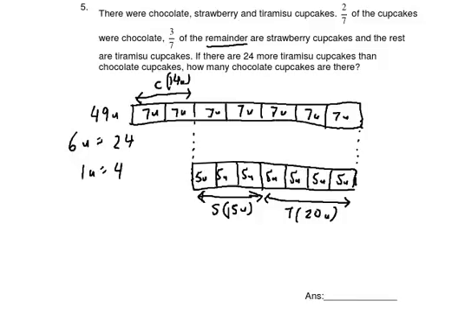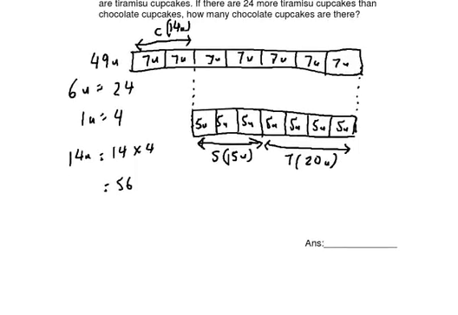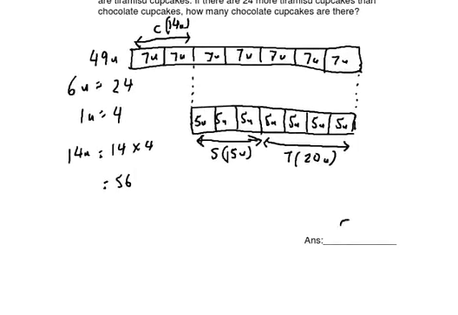So, now, how many units of chocolate cupcakes do I have, Isabel? 14 units. So, 14 units equals to 14 multiplied by 4, so I will have 56 chocolate cupcakes, right? Anyone has any problem?